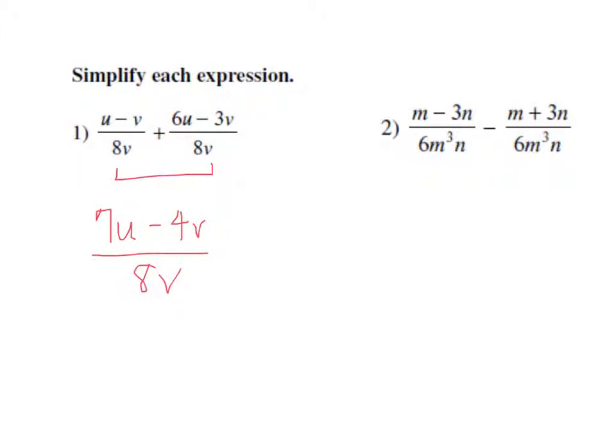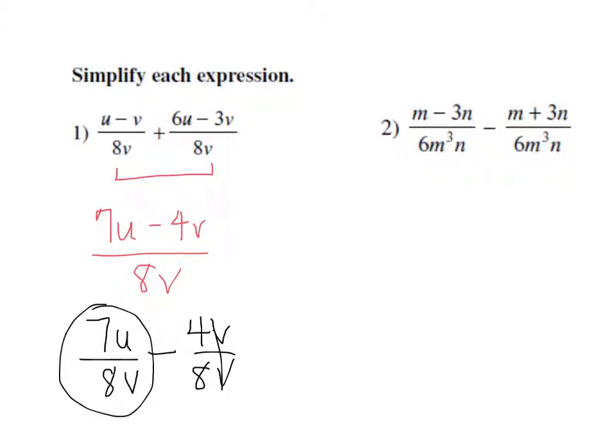In fact, you could write it like this: 7u over 8v minus 4v over 8v. And then that would cancel and that would reduce, but not this one. So I just leave it like this, call it good.